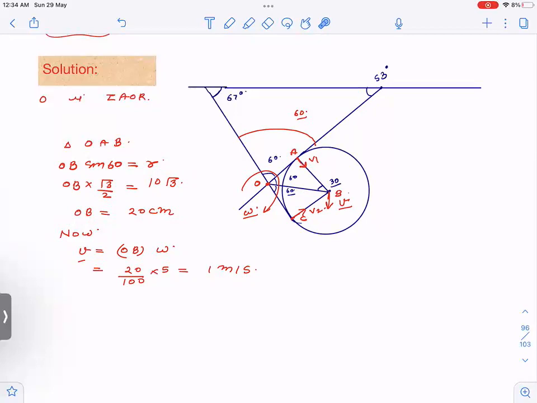Otherwise, in general, if you ask me, it is a tough question, and it is highly probable that a similar type of question can come in JEE Advanced.